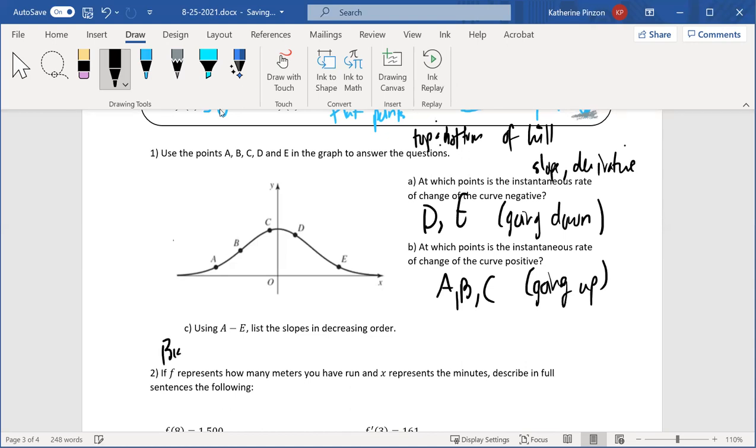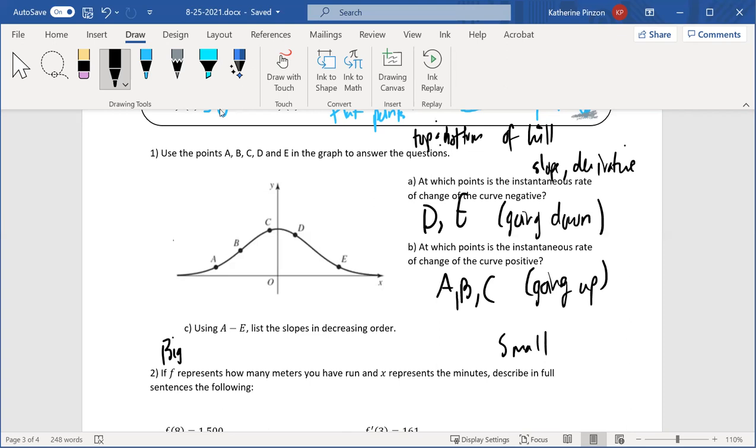Part C says, list the slopes in decreasing order. So I want to put the biggest numbers over here and the smallest numbers over there. I have to be a little bit careful because when I talk about negative numbers, -1 is bigger than -10. Agree? -1 is bigger than -10, because on a number line, -1 is here and -10 is there. So -1 is bigger than -10.